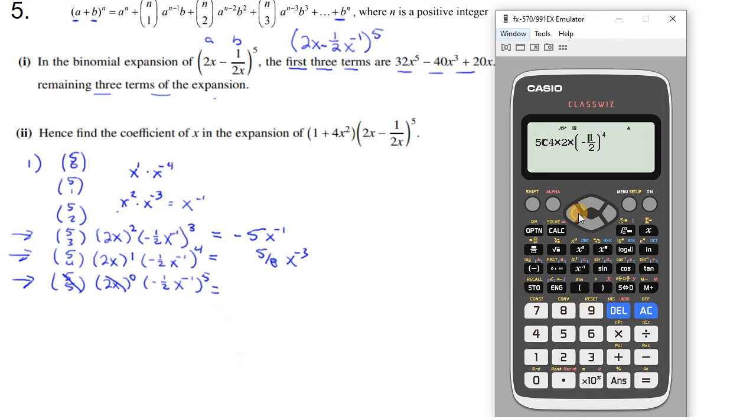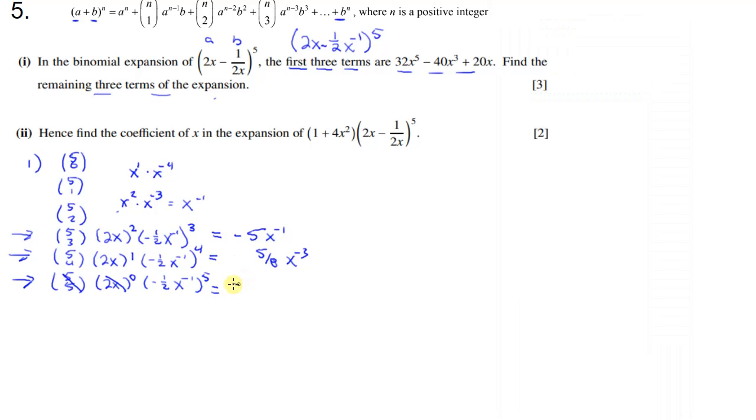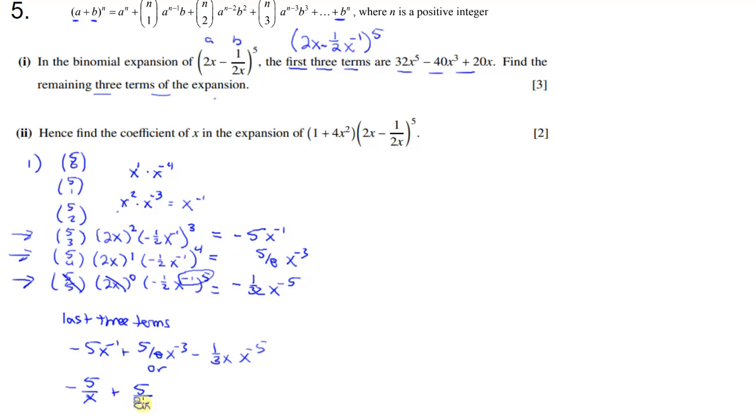So this is really just negative 1/2 x to the negative 1, to the fifth. Negative 1/2 to the fifth is going to be negative 1 over 32. And then x to the negative 1 to the fifth, that's x to the negative fifth. And see, my last three terms are going to be negative 5x to the negative 1, 5/8 x to the negative third, and then negative 1 over 32 x to the negative fifth. You could rewrite it with the x's back in the denominators, but I don't recommend it, and it's not necessary. You can just leave it the way we've got it in the first part.